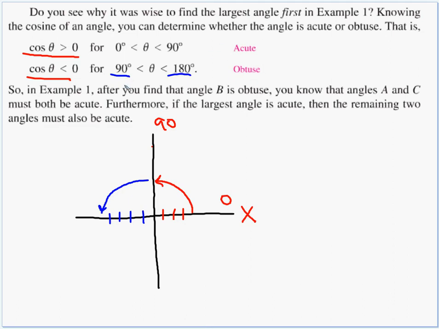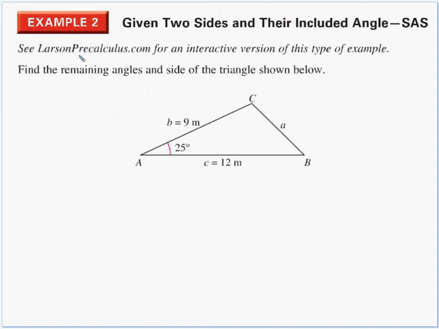And remember, a triangle can only have one obtuse angle at most, so if there is one there, we want to find it right away. Example 2, now it's side angle side. If we look at the picture here, we have two sides and the angle between them.